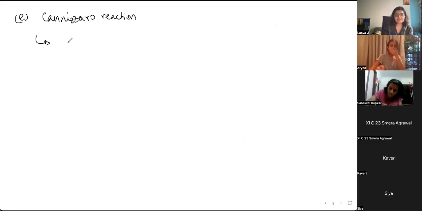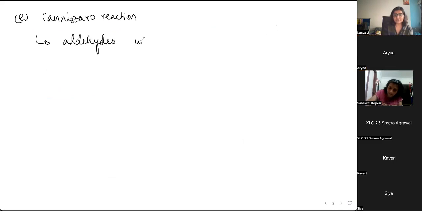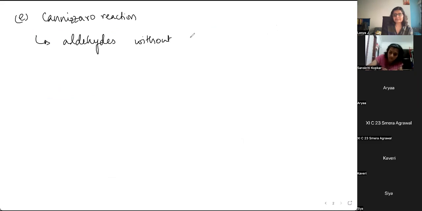So the last one is Cannizzaro's reaction. This reaction occurs with aldehydes without alpha hydrogen. So with alpha hydrogen, you get aldol condensation. Without alpha hydrogen, you end up undergoing Cannizzaro's reaction. But the reagent is the same. You just heat that particular aldehyde with concentrated alkali. So the simplest example is formaldehyde, because you have hydrogen on both sides, you do not have an alpha hydrogen.